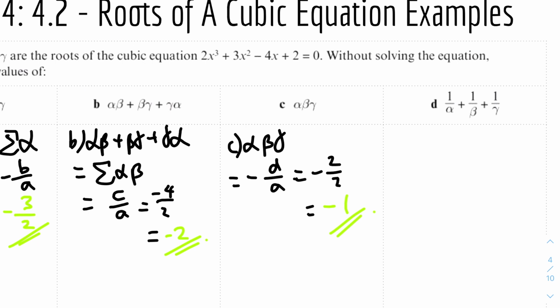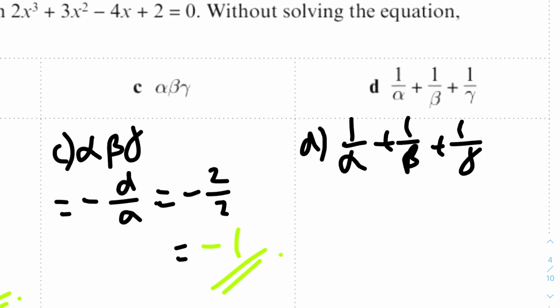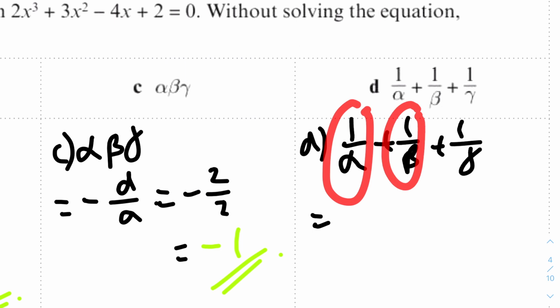And for part D, it's a little more complicated because it involves reciprocals. So 1 over alpha plus 1 over beta plus 1 over gamma. What we can do now is make all the denominators the same. So we have to make the same denominator by multiplying each term by different roots. We have to multiply this side by beta gamma, this by alpha gamma, and this by alpha beta.